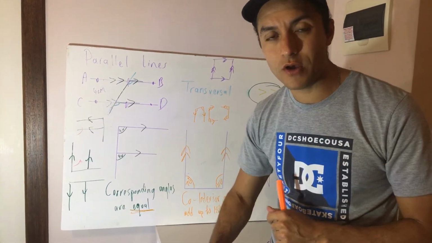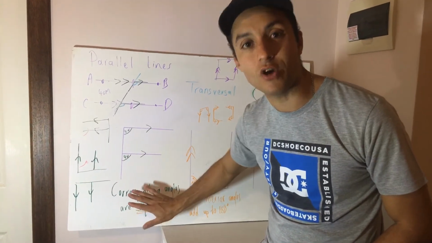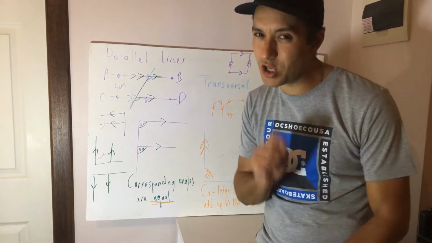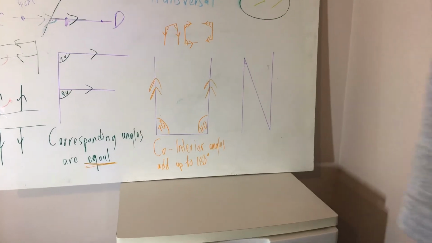Once you know it off by heart, Monday we're going to start with an exercise just on corresponding. So I'm going to repeat myself on corresponding. But do you know that they are equal? So by Monday you have to know that they are equal. Co-interior, add up to 180. And then this is the last one.